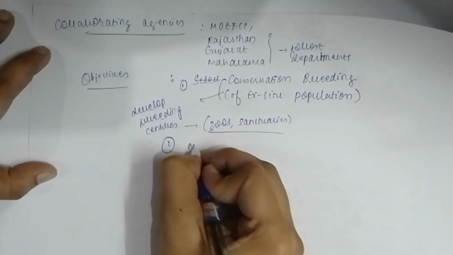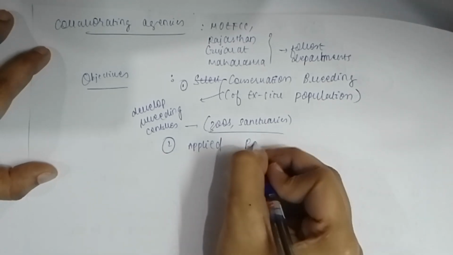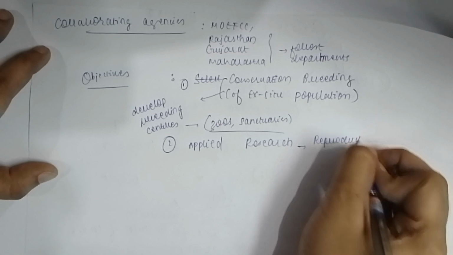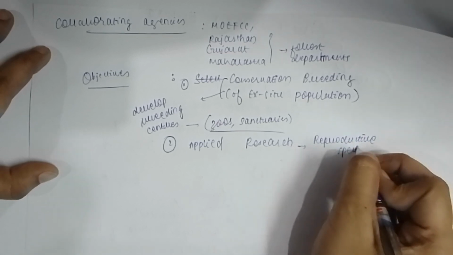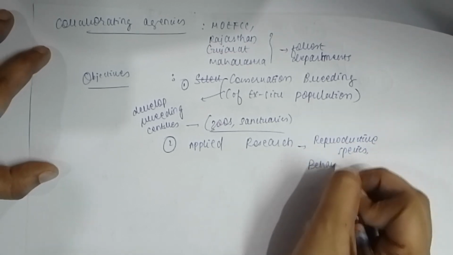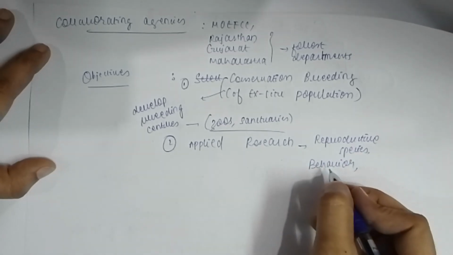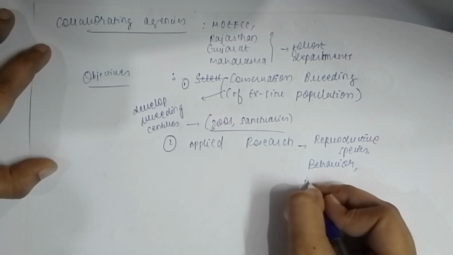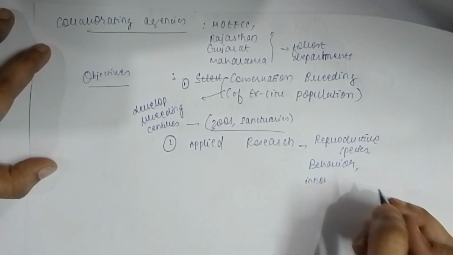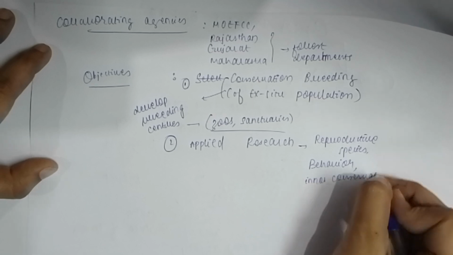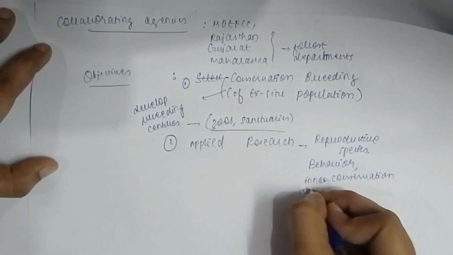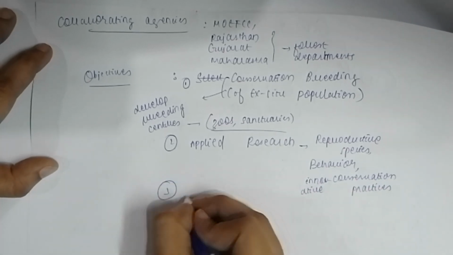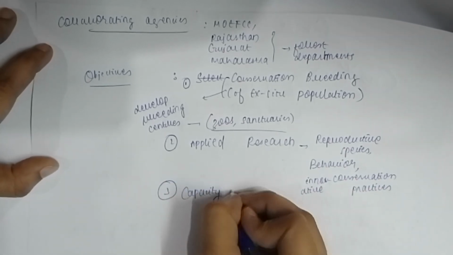Then you do applied research. Applied research means you study the reproductive biology of the birds, you study the behavior of the species, or you study conservation practices, innovative conservation practices.